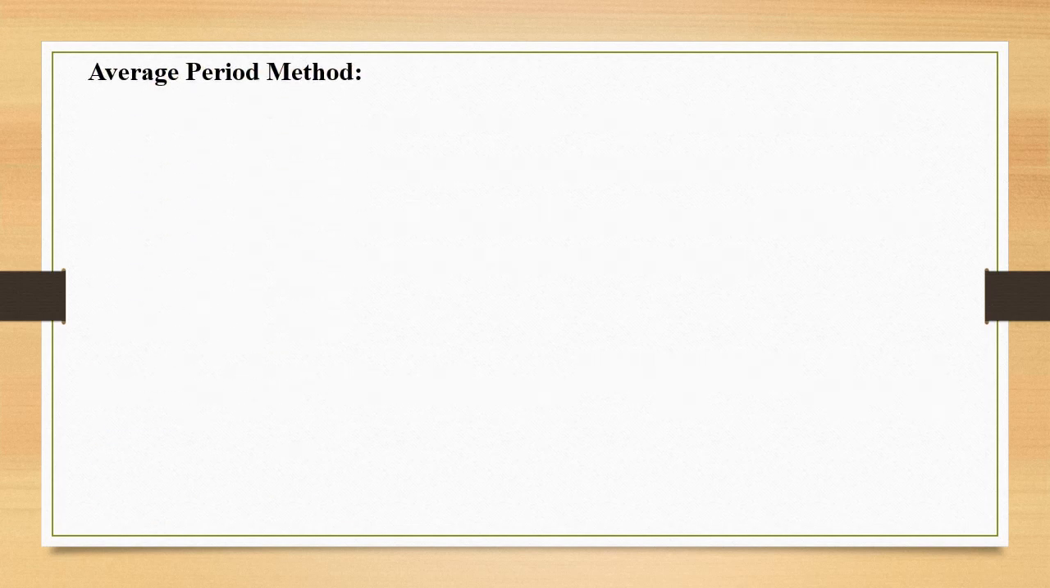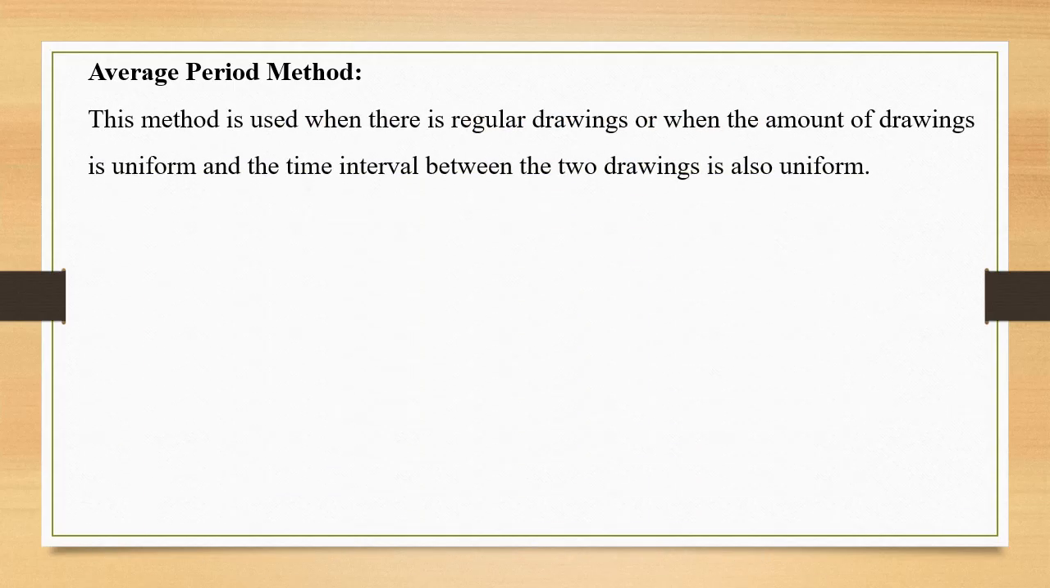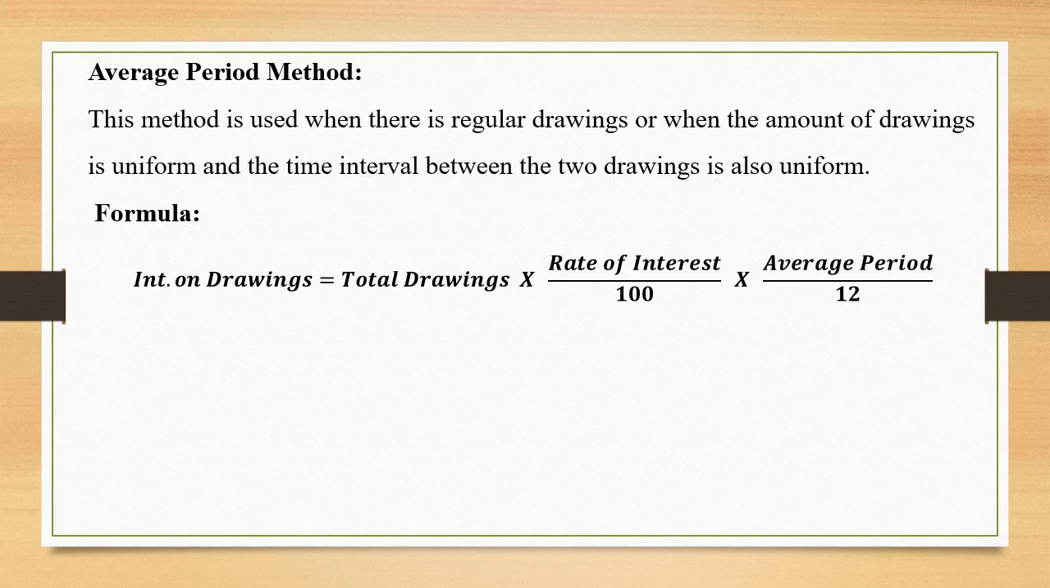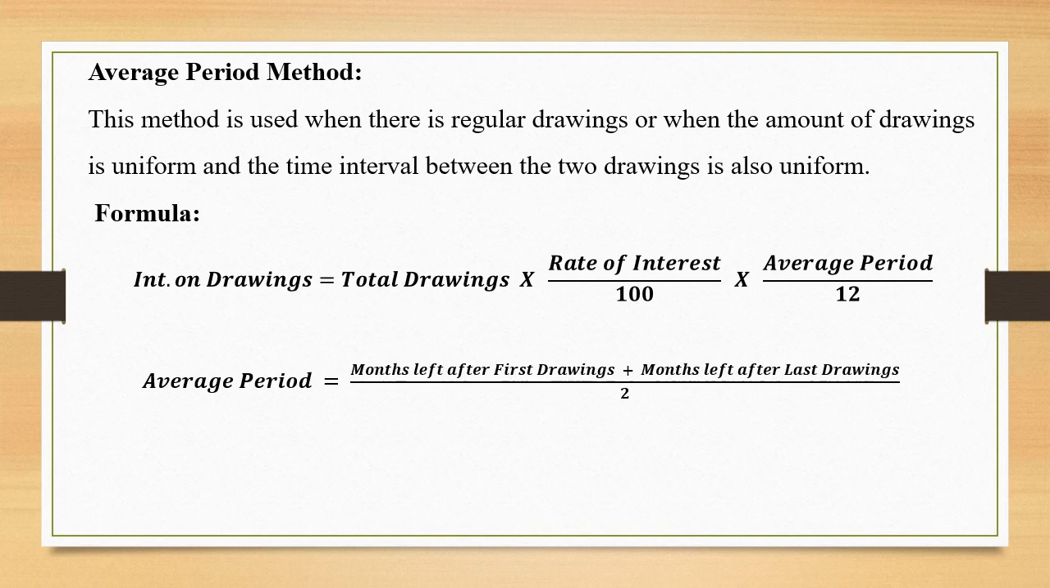Average period method. This method is used when there are regular drawings, or when the amount of drawings is uniform and the time interval between the two drawings is also uniform. The formula over here, you can see there: the total drawings into the rate of interest upon 100 into the average period by 12. Very important to know how this average period is calculated. To calculate average period, the formula you can see there: the months left after first drawings are added to the months left after the last drawings and then divided by 2. We need to take an average, so divide by 2.